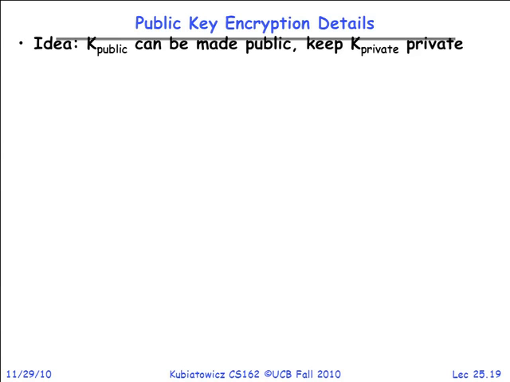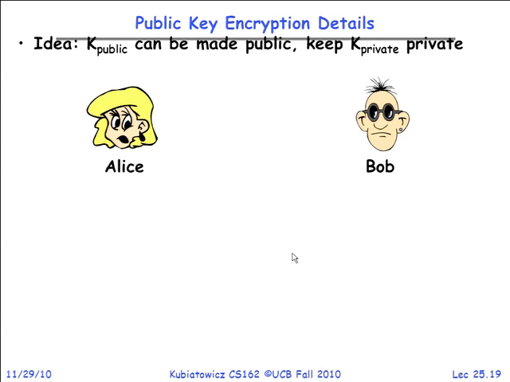So the idea is that k-public is made public, and k-private is kept private. That's a big surprise, right? So let's say here's Alice and Bob. Now the idea here is that Bob sends the public key off an insecure channel, says, here's my public key. And it doesn't matter who gets to see it.